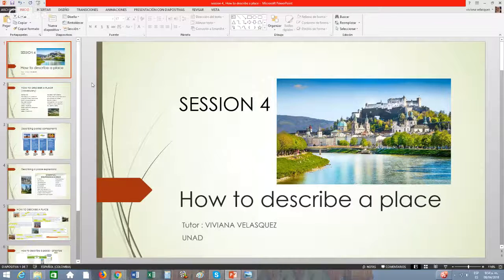Perfect. So let's start working on this. How to describe a place. So what is the first thing which comes to your mind at the moment to describe a place? What kind of components do you need to describe a place?